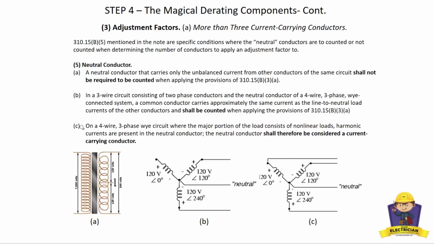And then C says, okay, wait a minute. If you're dealing with a 4-wire 3-phase Y circuit where the major portion of the load that's placed on the circuit consists of nonlinear loads, harmonic currents will be present in the neutral conductor. The neutral, therefore, shall be considered a current carrying conductor.